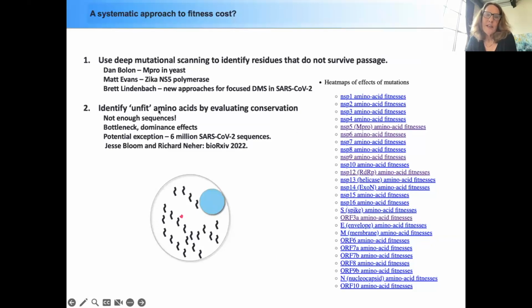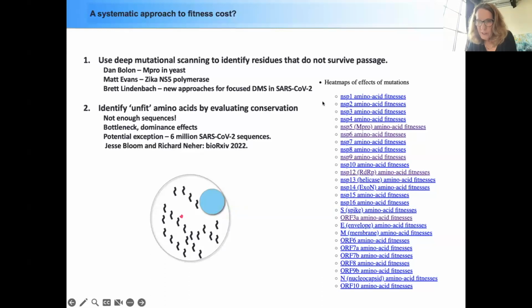I mean, how do we identify unfit amino acids by evaluating conservation? The problem with that is there aren't that many sequences, and there are bottleneck and dominance effects that skew the population. But what Jesse and Richard Nair have done is take the possible exception of 6 million SARS-CoV-2 sequences and said, okay, what amino acids are tolerated and what aren't at all those positions. This has been compiled.